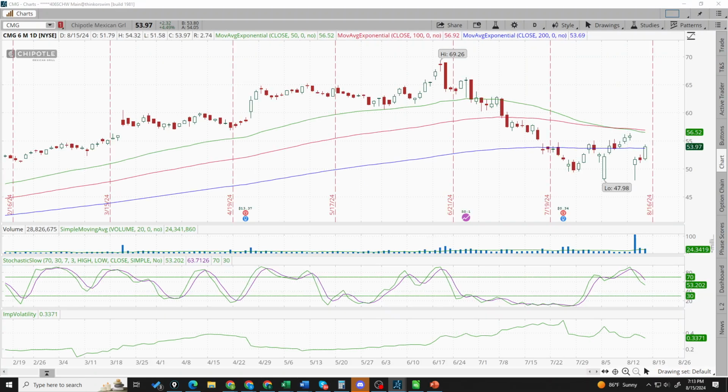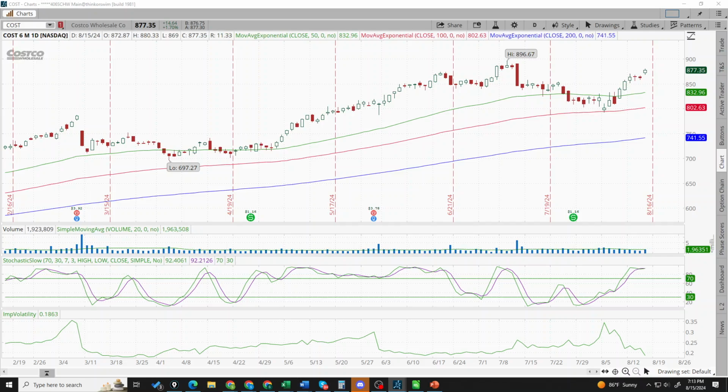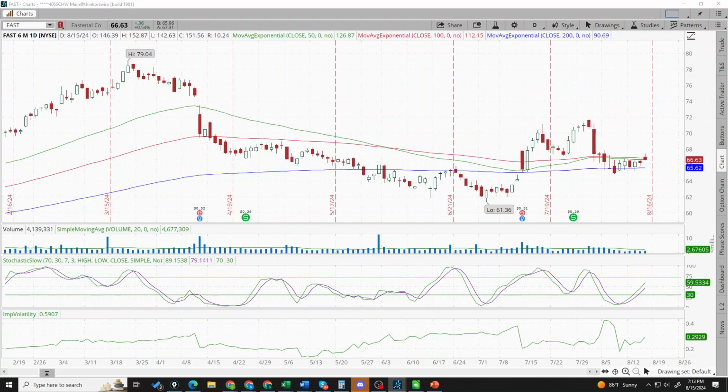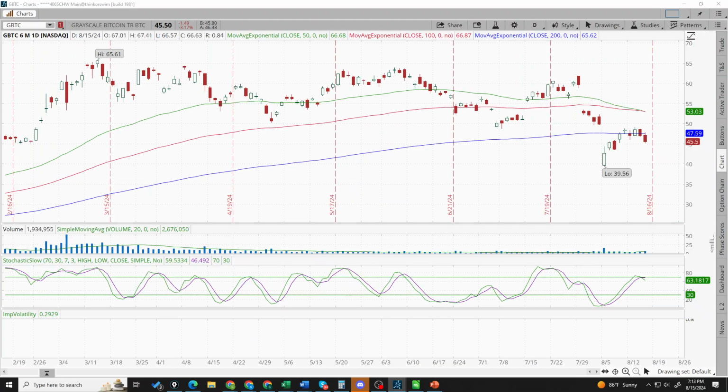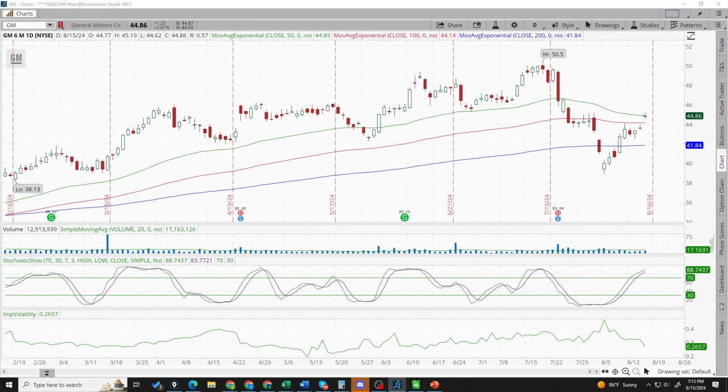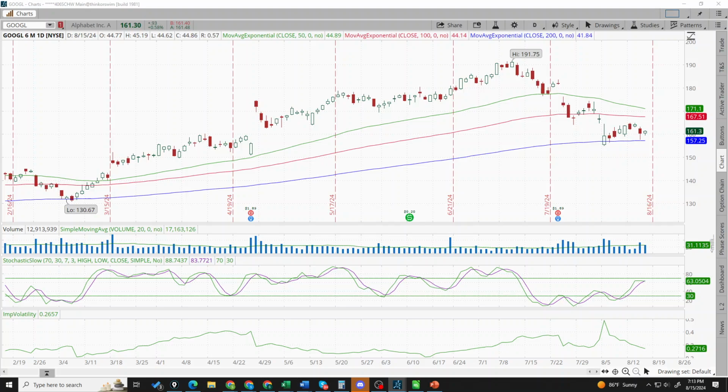Chipotle. Here's Costco. Oh, I thought Costco was going to come down, and it just didn't. Carvana still going up. Fastenal, we talked about that a little bit. Bitcoin's coming down, though. General Motors still going. Google. So this is the one I said.